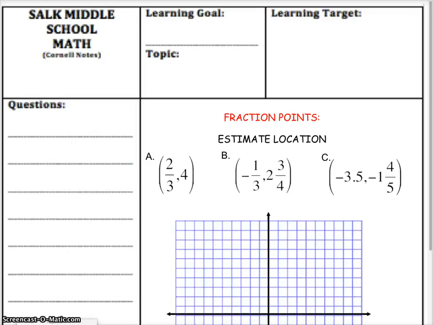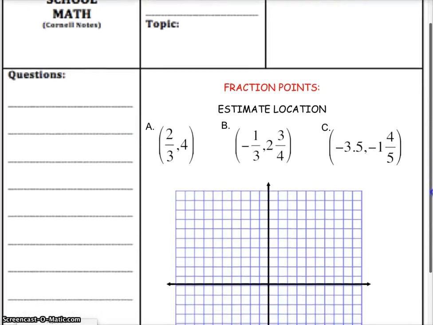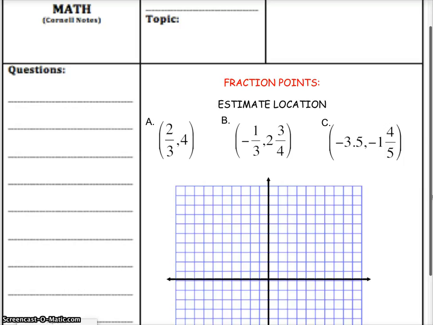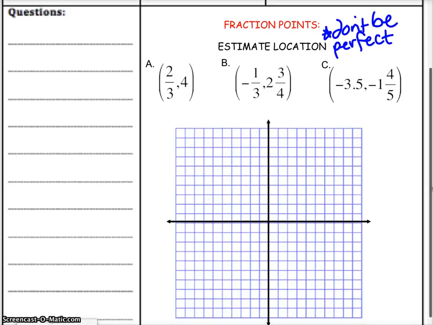Okay, the last part here is plotting fraction points. All you want to do is estimate location. Don't be perfect. There is going to be no 100% right answer. We are all going to get a slightly different one, and that's okay. That is a-okay, that we're going to be a little different.